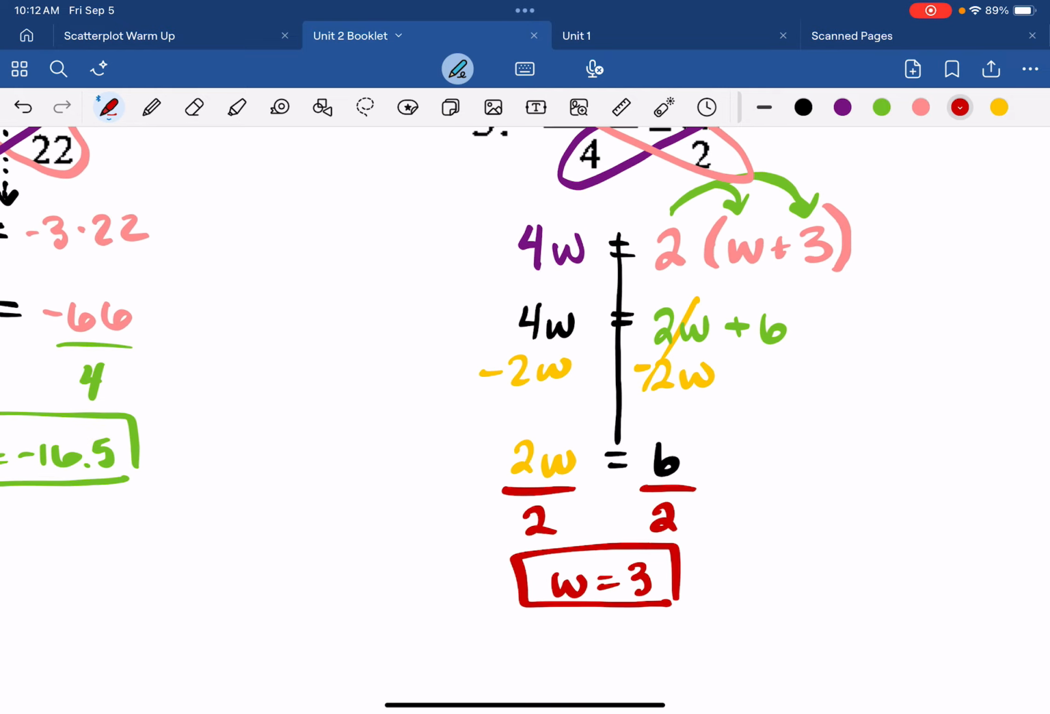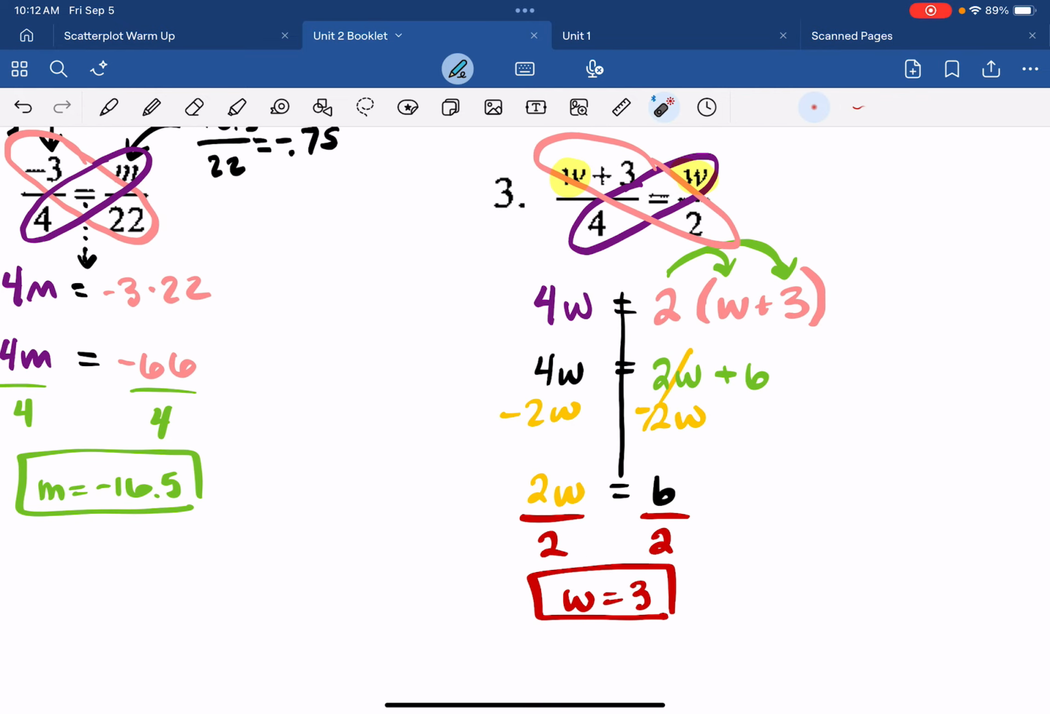Okay? And then you could check that if you want by plugging our 3 back up in here to both equations. So if I plugged in the 3 up here, I'd get 3 plus 3, which gives me 6. 6 divided by 4 gives me 1.5. So this whole fraction is 1.5. Then I could plug my 3 in up here, and I do 3 divided by 2, and I would get 1.5 again. Okay, so that's just a way to check it.